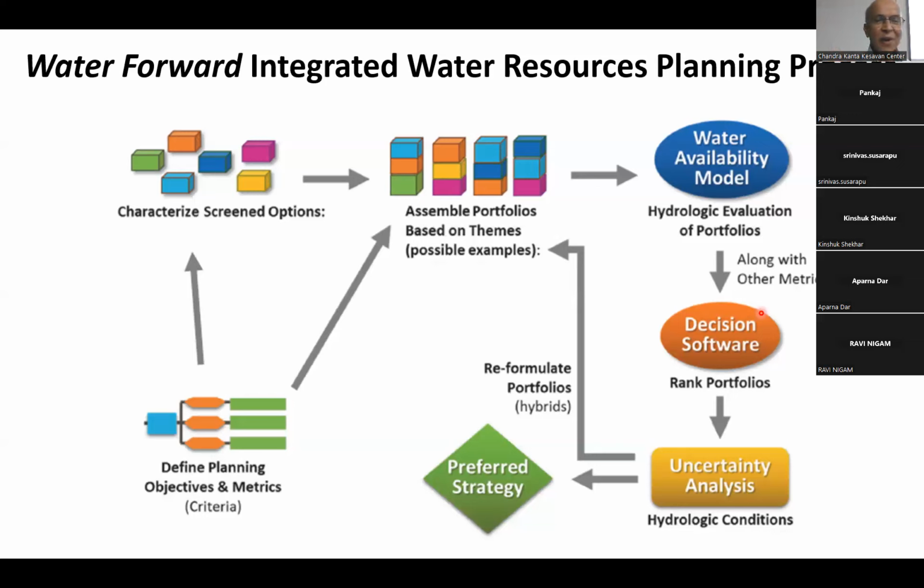So we use a lot of different software, and I'm coming to one, the decision software. It was called Criterium, not Criterion, but this is Criterium. That's a trade name. It's a very powerful software that helped us with the metrics, and then it helped us rank the portfolios, because there were literally thousands of different portfolios. So it was difficult for us to keep track of those. And then we rank the portfolios, and then we do the uncertainty analysis again under different hydrologic conditions. And then from that, we come to the preferred strategy. If that doesn't work, then we go back. It's an iterative process. We keep going until we come to a preferred strategy.